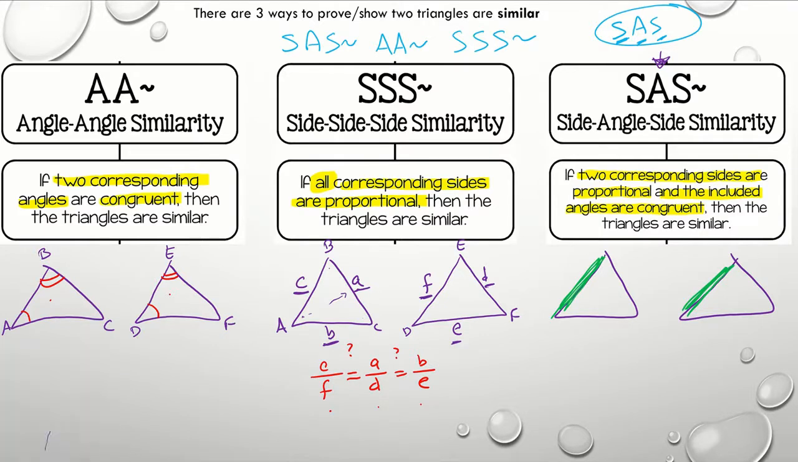So the corresponding sides have to be proportional, right? And the sides that you're given, right? So if I'm given these two sides, the most important thing is the angle between those two sides has to be congruent, right? So that's kind of what I'm looking for, right? So the two sides that I'm given, the angle has to be between those two sides, and one, the angle has to be congruent, two, the sides have to be proportional. Okay, so we're going to go ahead and practice these one at a time.